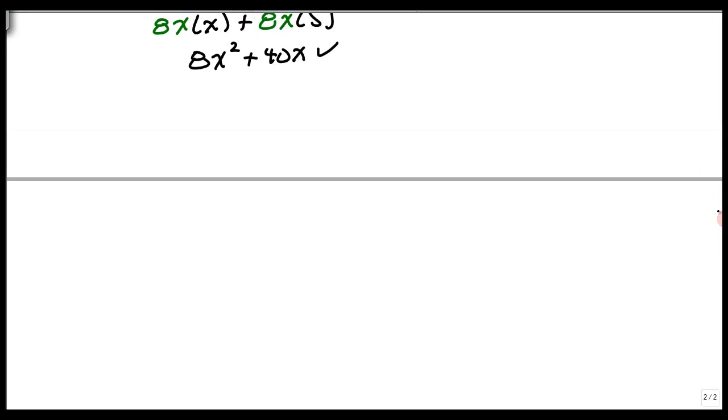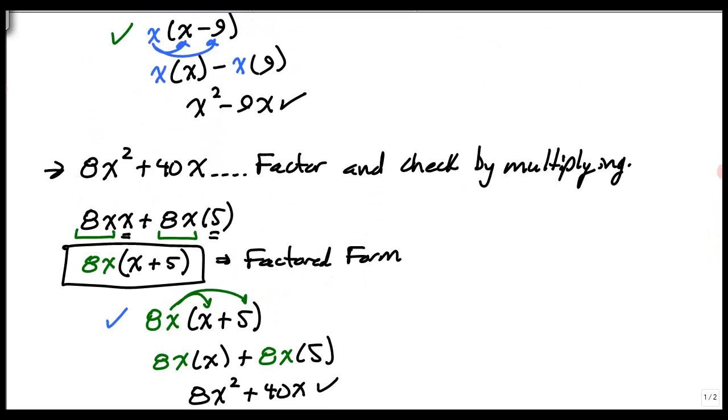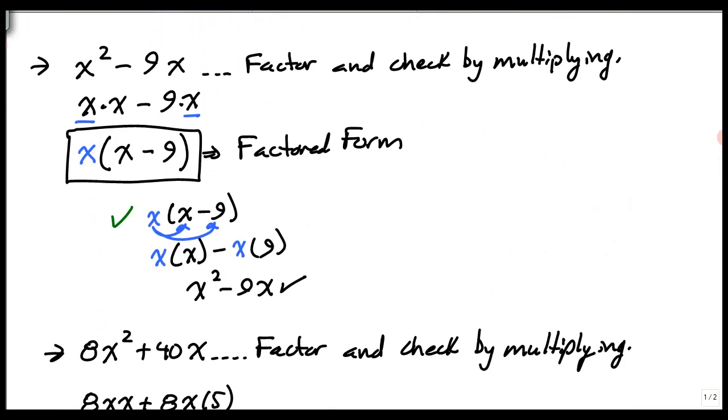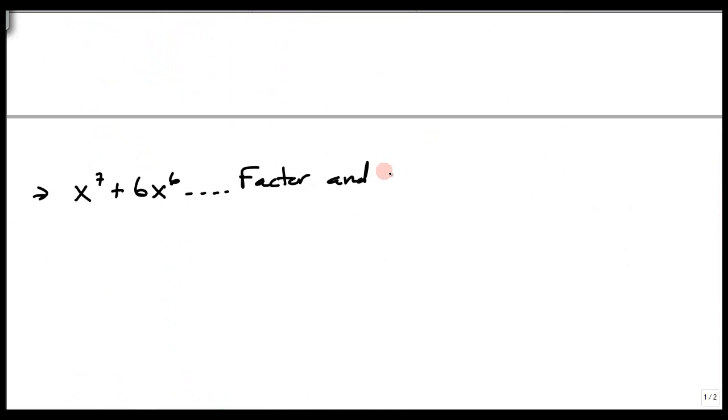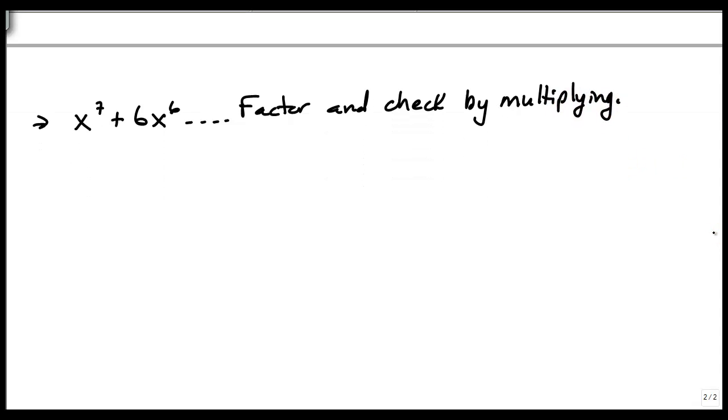For our next problem, let's go ahead and look at x to the 7th plus x to the 6th. So again, our directions are to factor and, how did we say it last time? Factor and check by multiplying. Yep, so factor and check by multiplying. Well, let's focus on the factor part first.